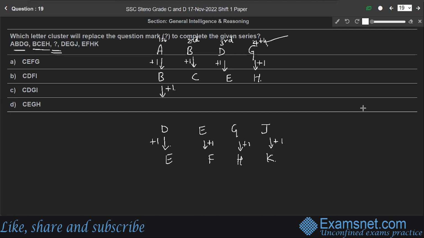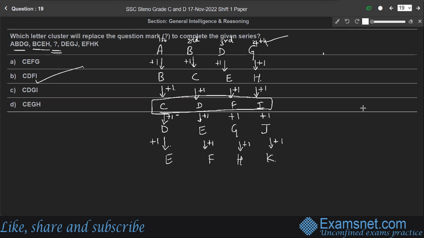First letter is B here in the second cluster, right? So B plus 1 is C, C plus 1 is D, E plus 1 is F, H plus 1 is I. To verify this, consider the fourth cluster. C plus 1 is D, D plus 1 is E, F plus 1 is G, I plus 1 is J. Therefore, the missing cluster is C, D, F, I. Option B is the right answer.